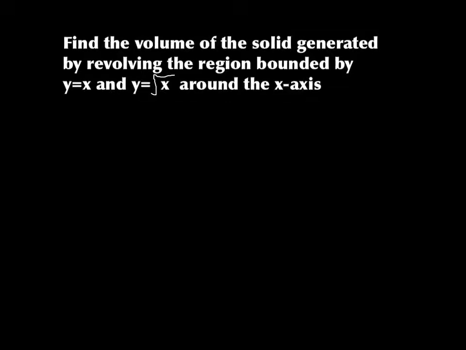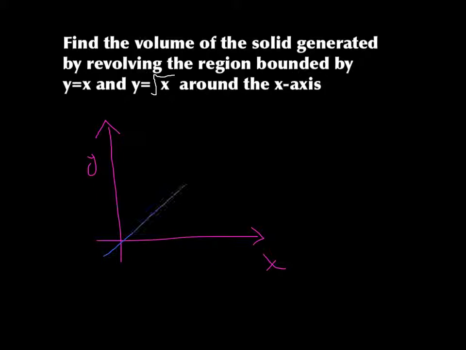So we need to find the volume of the solid generated by revolving the region bounded by y equals x and y equals the square root of x. To do this, first we'll need to graph. So first we'll have to graph y equals x. And then we'll also graph y equals the square root of x.